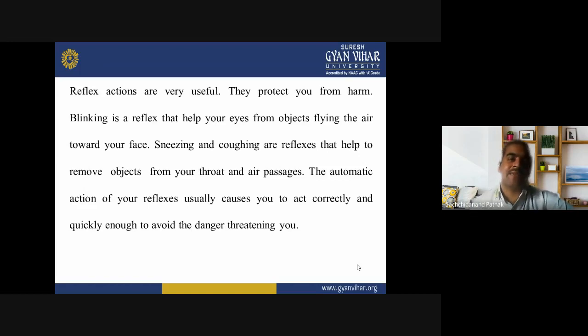Blinking is a reflex that helps protect your eyes from objects flying in the air toward your face. Sneezing and coughing are also reflexes that help to remove objects from the throat and air passages. The automatic action of your reflexes usually causes you to act correctly and quickly enough to avoid the danger threatening you, to counter the threat.